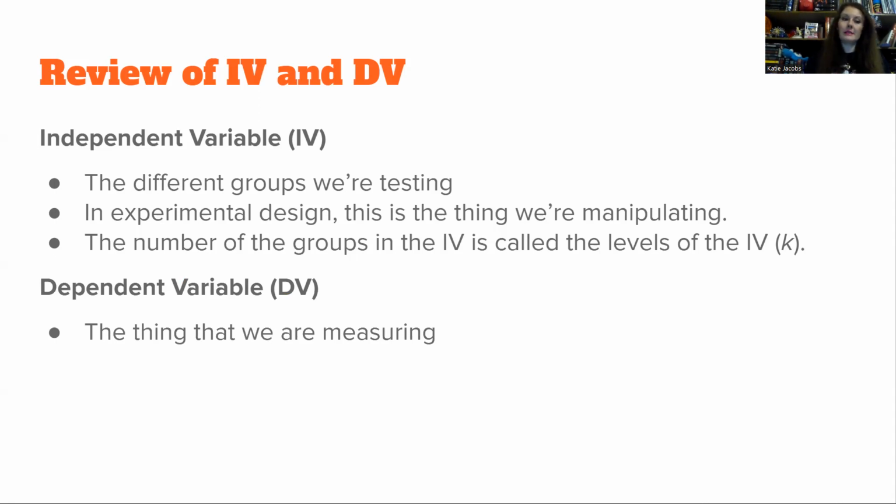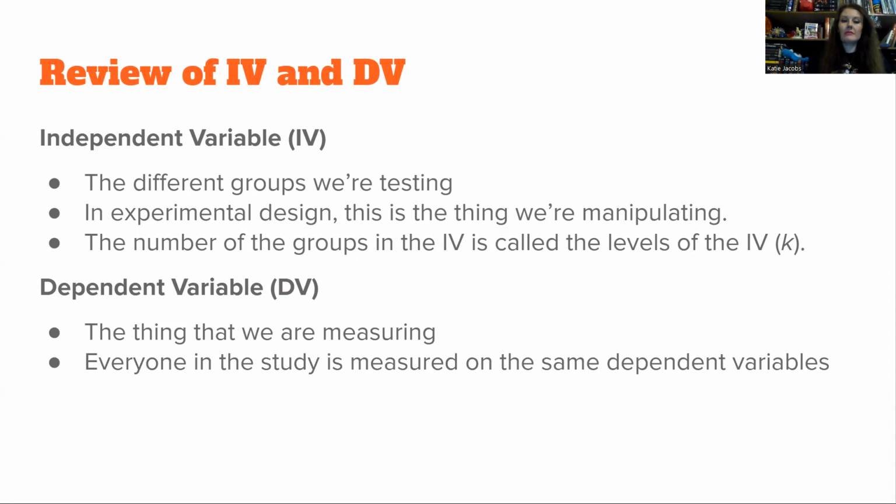So in the previous example, when we were talking about reading groups, the independent variable had 3 levels, the 3 different reading groups that we had. The dependent variable would be gains in reading level. Okay, and we already had an entire lecture over measurement and how to evaluate whether a measure is a good one or not. So everyone in the study is measured on the same dependent variables.